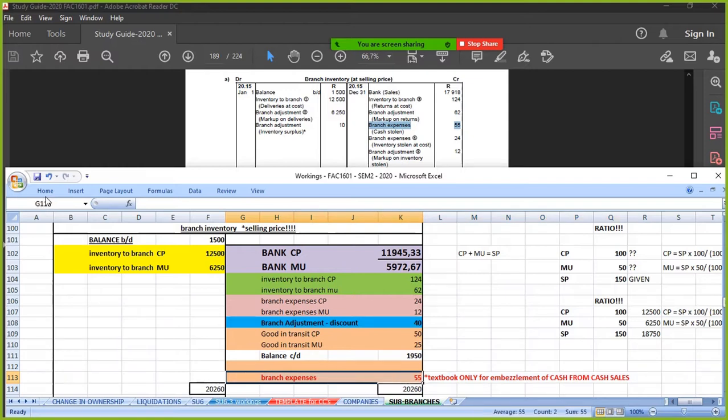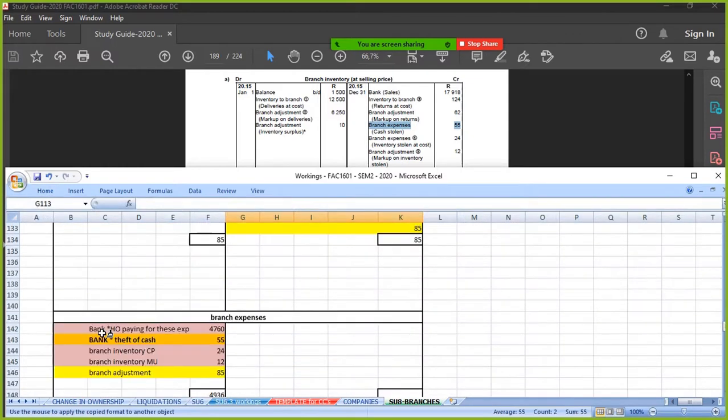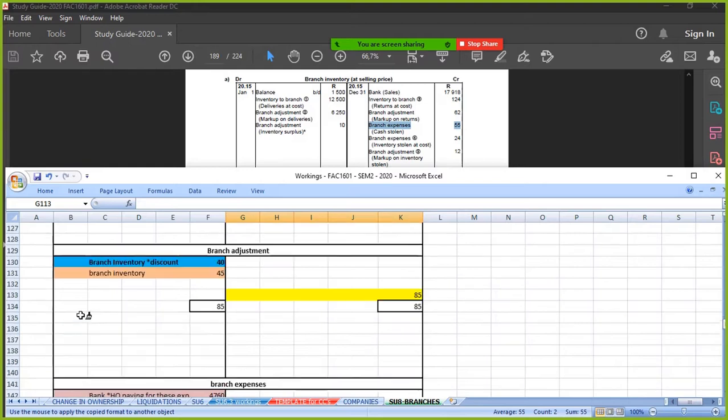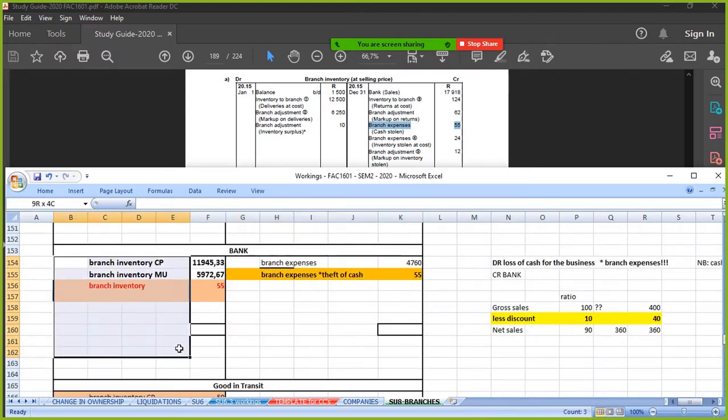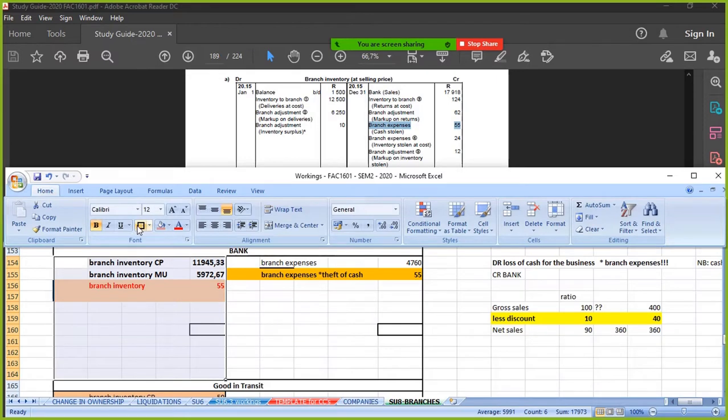There's the debit. Let's highlight that. And then here's the credit, 55. Okay, you can't have a debit without a credit, and then you're saying that cancels that because then it's zero. Yes, then that's fine. Okay, so that's good.